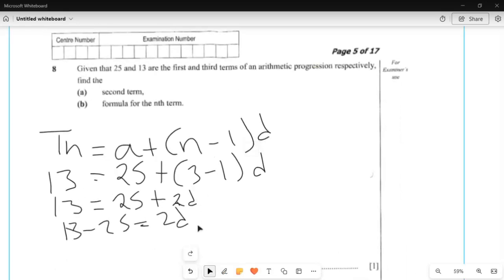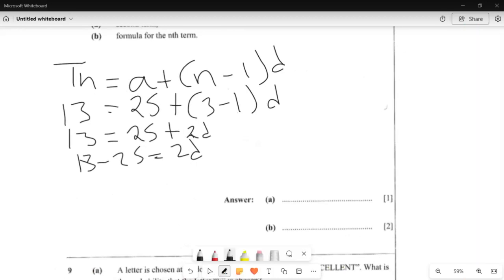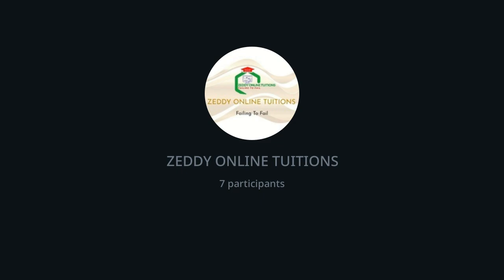So let's use this. From there we are going to say 13 minus 25. What is 13 minus 25? Somebody give us the answer. 13 minus 25. You guys are supposed to be responding. There are times when I get disconnected, so I might not know. Negative 12.